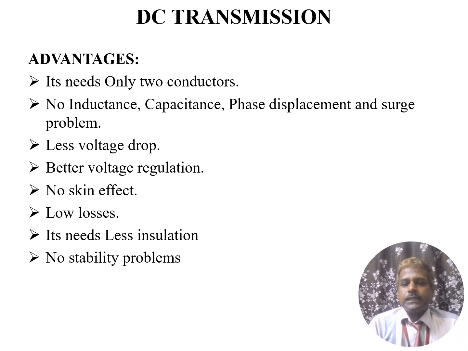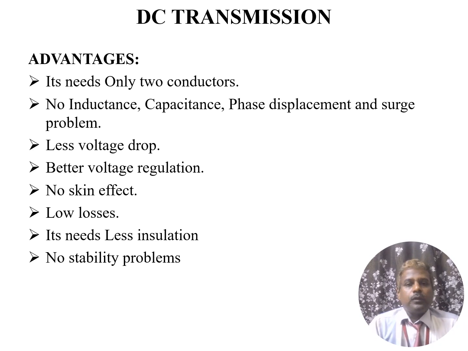Because the DC transmission contains only two conductors, the losses in the transmission are very less. If you compare with AC transmission, it may be a three-phase transmission, which means we have 3-wire or 4-wire. Compared to the AC transmission, the DC transmission contains only two conductors. So the two conductors will carry more power, and the losses are very less.